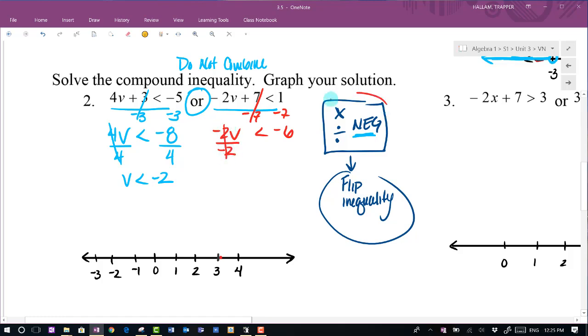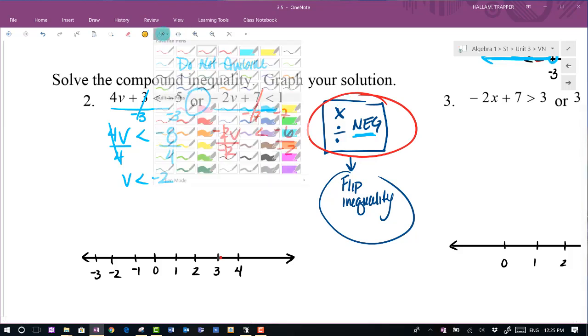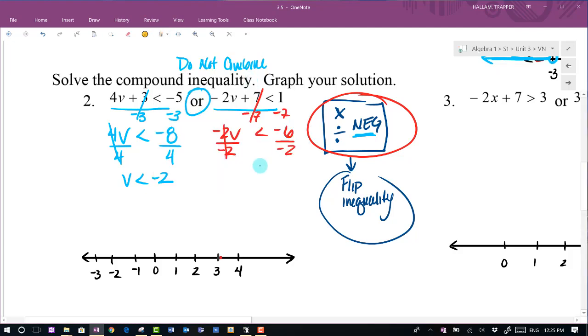But we are now dividing by a negative number to both sides. At this point, I'm going to change its color, I'm flipping the sign. That is the point at which we decide to flip our sign. So I'm left with v on the right, and -6 divided by -2 is going to give me a +3.